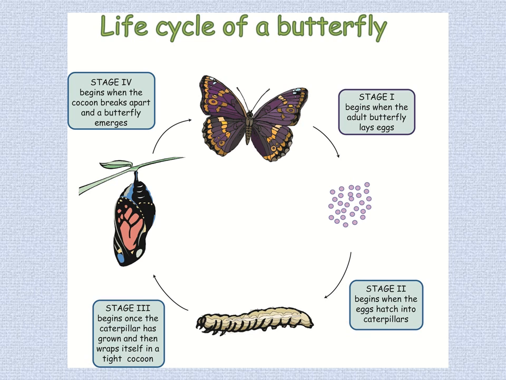Stage 2, the eggs hatch into caterpillars. Stage 3, the caterpillars have grown and the caterpillars become cocoons. They wrap themselves in a cocoon. Stage 4, the cocoon breaks apart and a butterfly emerges. Then the butterfly goes on to lay eggs, and then the cycle starts all over again.